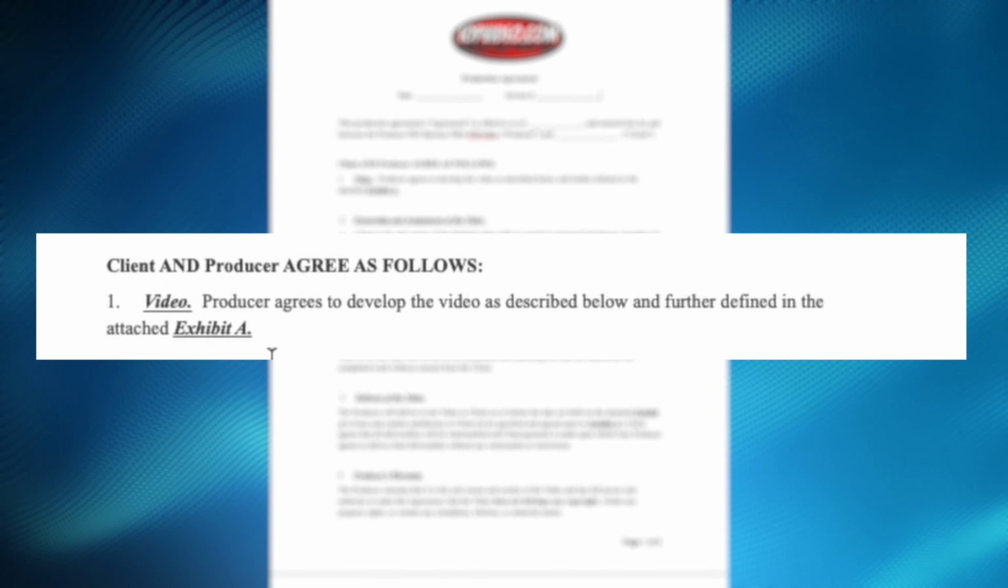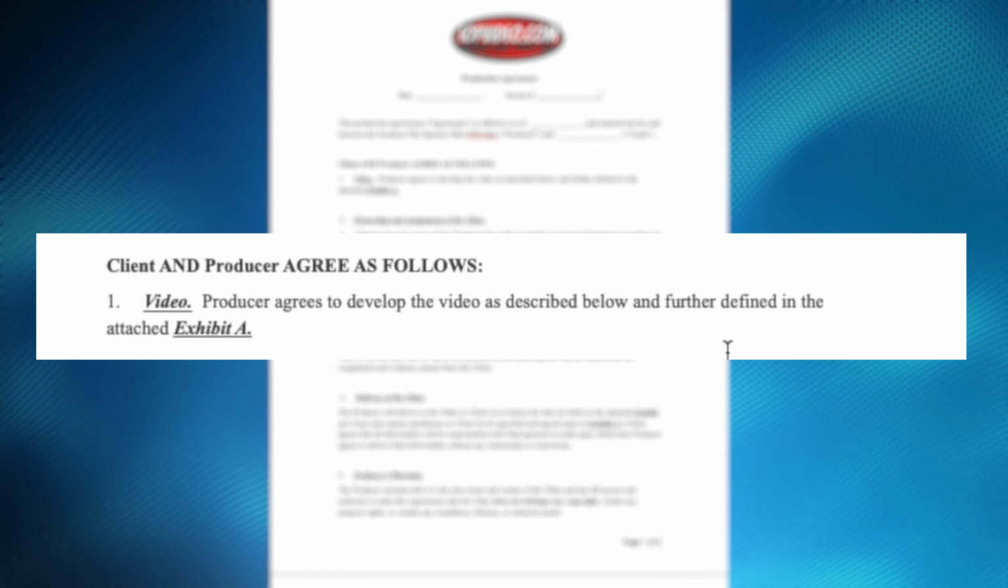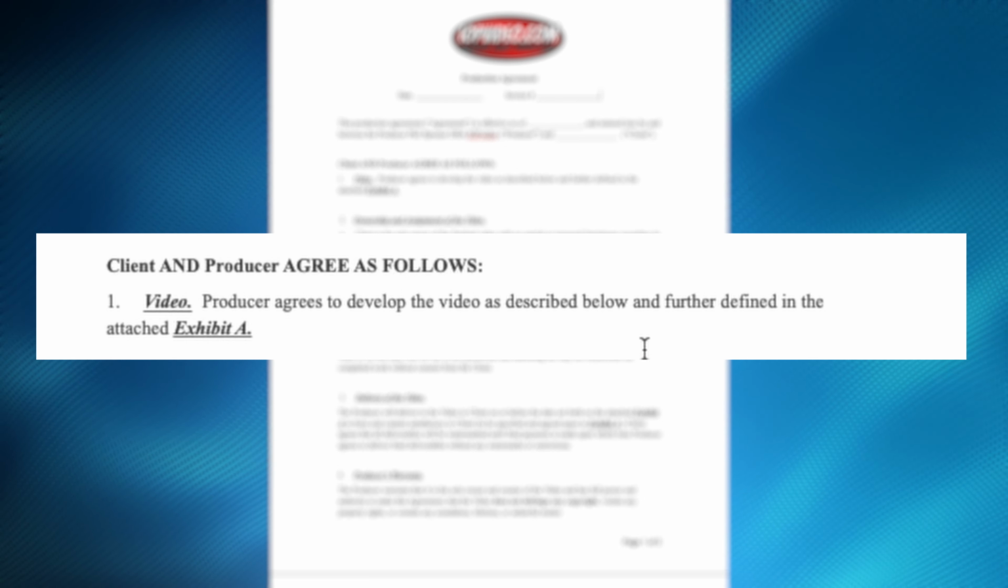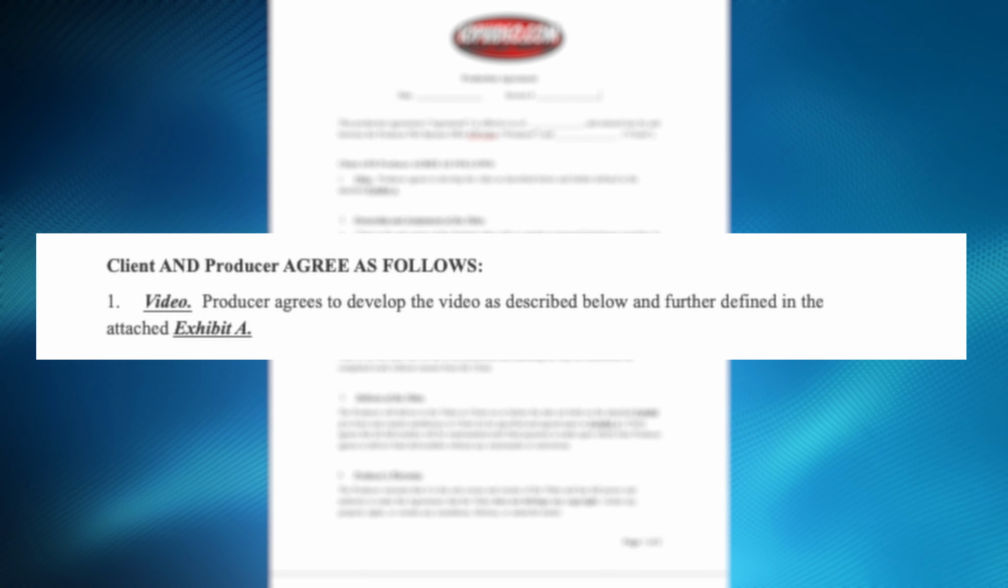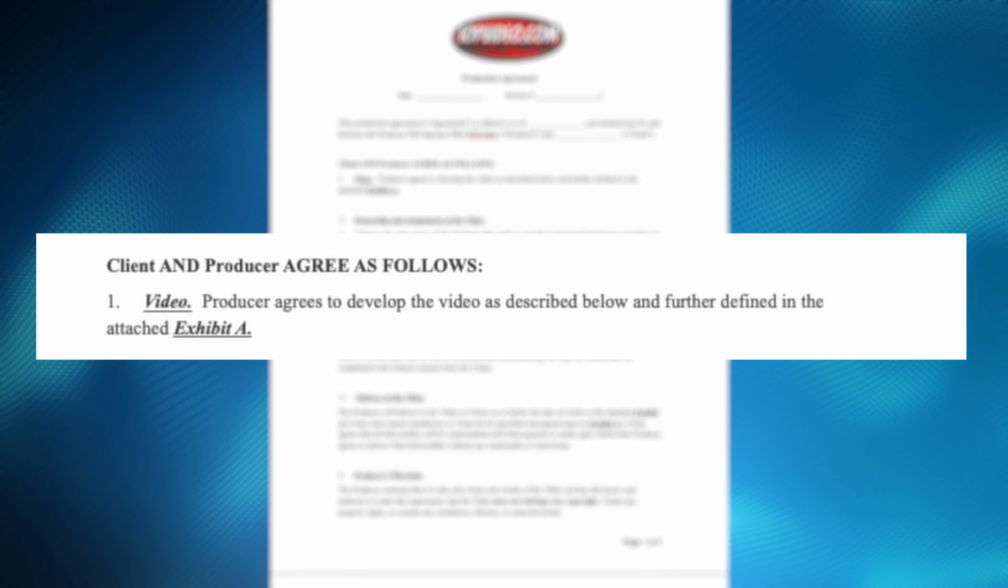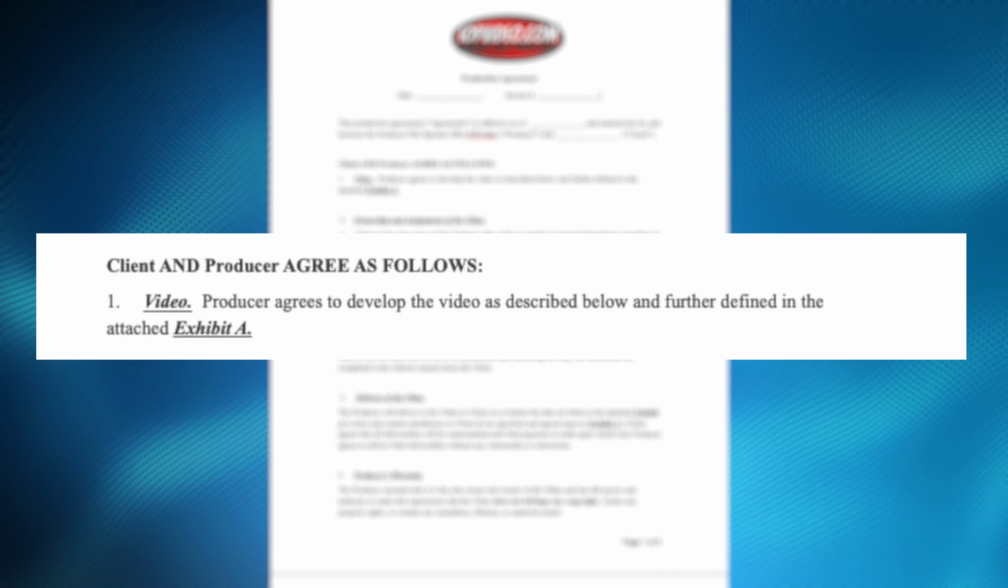All right, so provision 1 is I'm creating a video for the client. We're going to outline the details of that video at the very end in what's called Exhibit A. That's going to get referenced a lot in this contract. Everything's going to be based off what we list in Exhibit A.